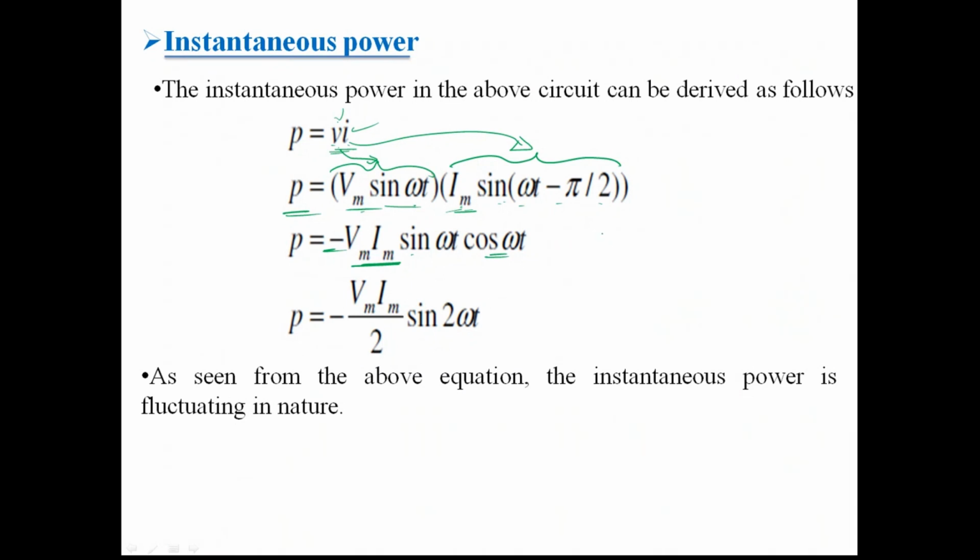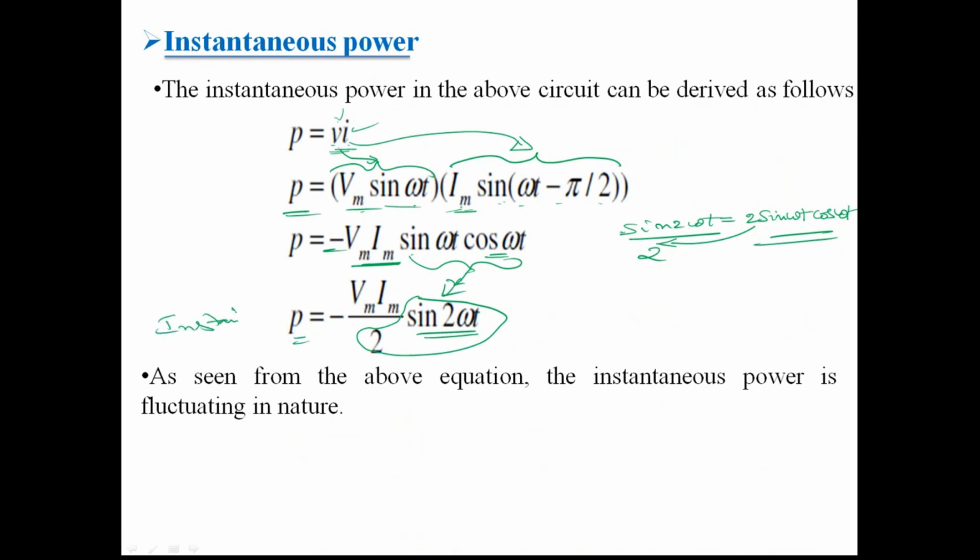That is because in trigonometric expressions, what is the expression for sin 2 omega t? It is 2 sin omega t cos omega t, right? Therefore, since we have sin omega t cos omega t here, it becomes sin 2 omega t by 2, which I have written here. This is how we represent it. So the power is equal to, this is an instantaneous power, please keep it in mind, not average power, right?